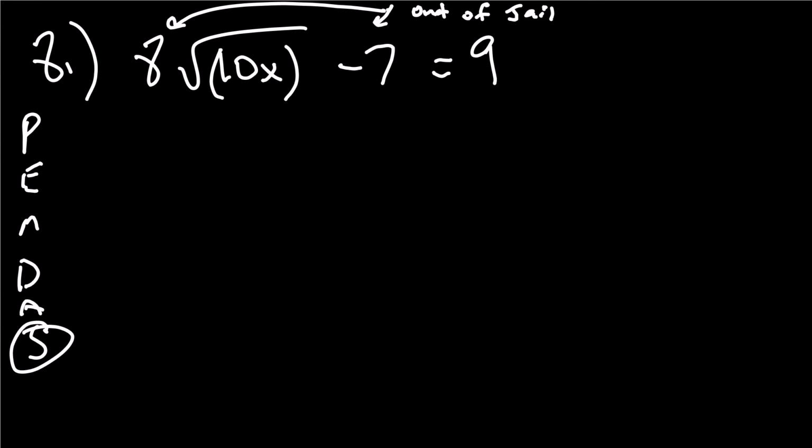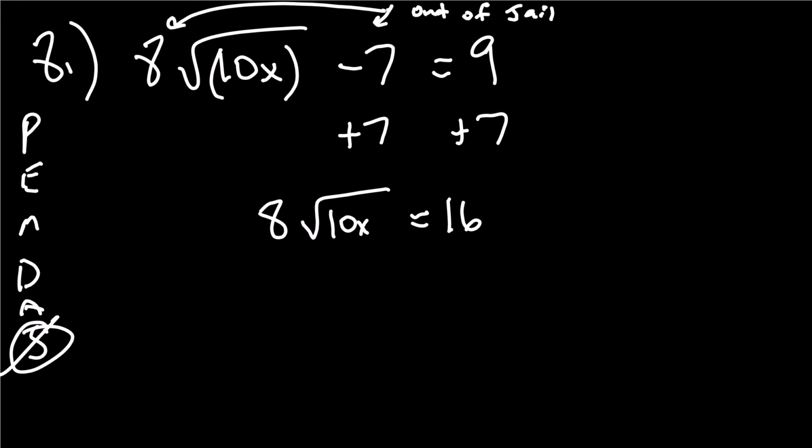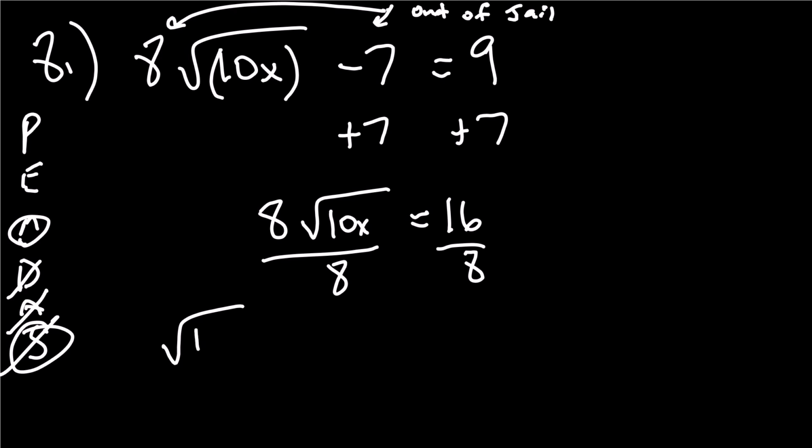So I see, look, subtraction. There's subtraction. That's not inside the parentheses. I add 7 to both sides. I have 8 square root of 10x equals 16. Now, there is no addition. There's no division. There's multiplication. That's why I have to divide by 8 on both sides. I get the square root of 10x equals 2.